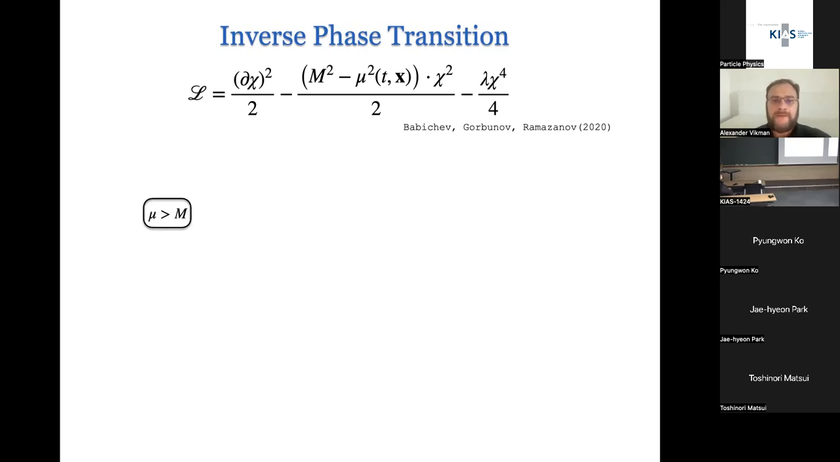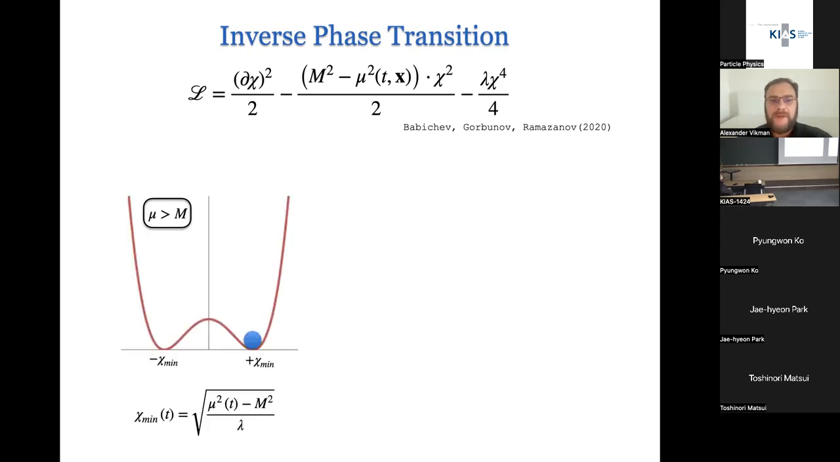So now let's consider different situations. Of course, here what we should compare with is when mu is larger than the mass, the bare mass. And in that case, the symmetry is obviously broken. So the true minimum corresponds to a non-vanishing expectation value of the field chi. And if this mu is time dependent, then the position of this minimum is time dependent.